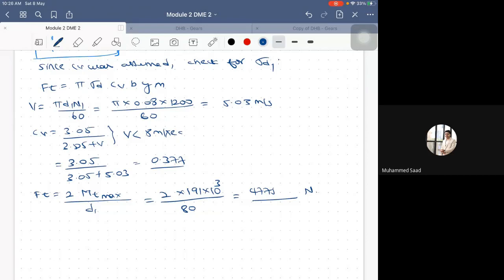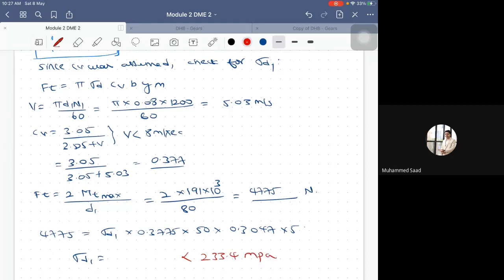Substituting in that equation, 4775 is equal to sigma d1 cross 0.377, the value of CV, into 50, the face width, and 0.3047, the value of Y, cross pi. Just give me the value of sigma d1, and take care that this should be less than your design stress, which is 233.4, which you have selected the material upon.